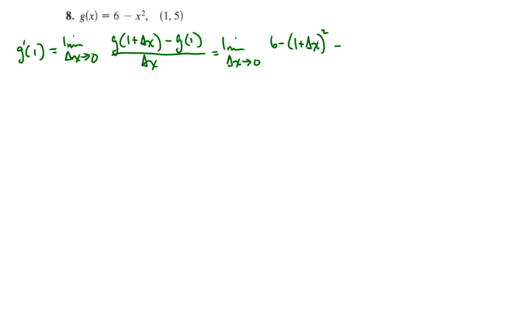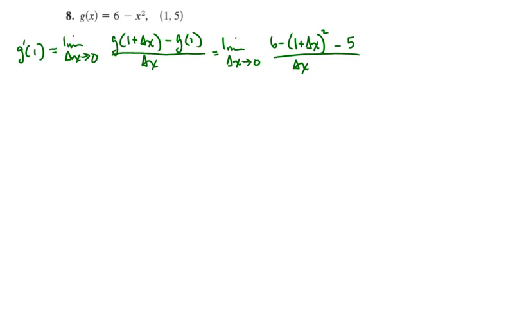And it might be easiest at this point to just consider the function g of x is 6 minus x squared. When x is 1, we're going to have 6 minus 1 squared, or 6 minus 1, which is 5. So that might save you some simplifying if you just plug the 1 in at that point, and we'll get 6 minus 1 plus delta x, quantity squared, minus 5 all over delta x.